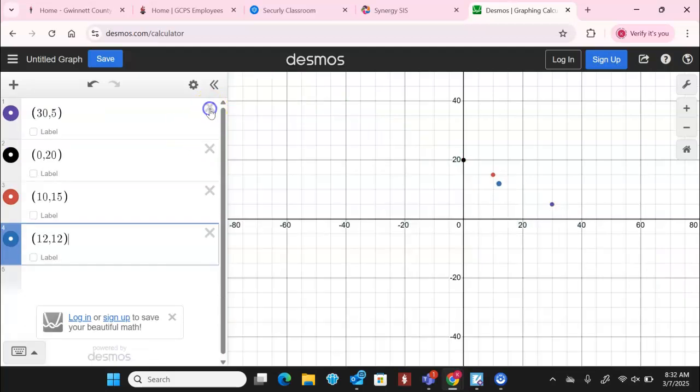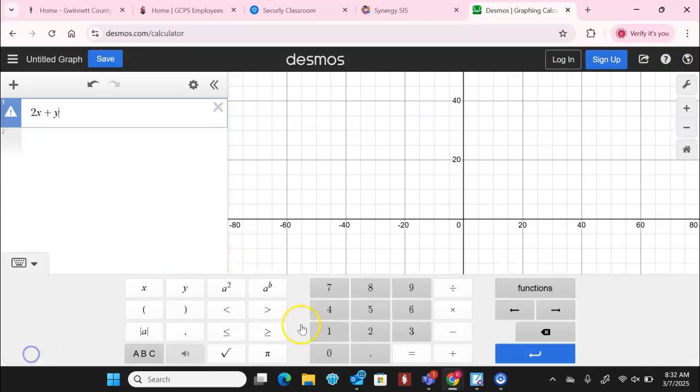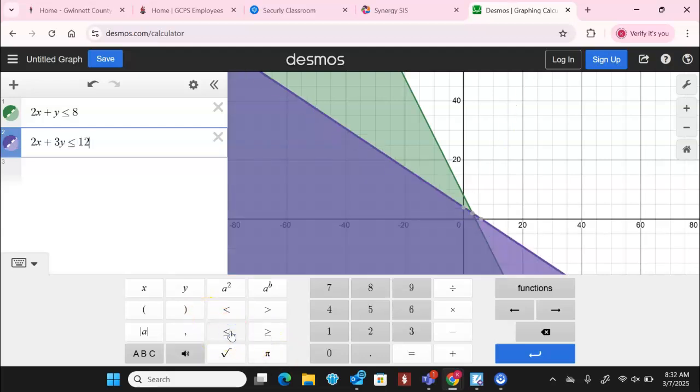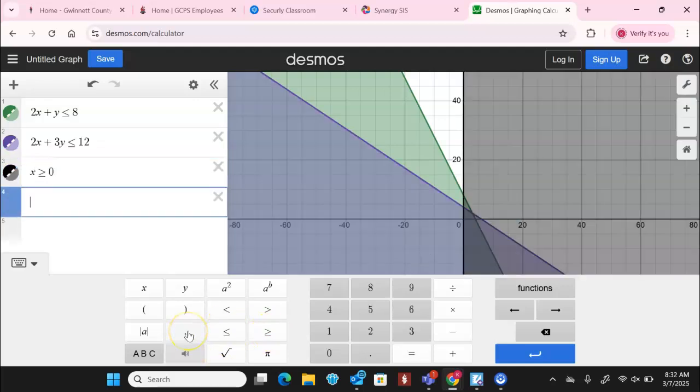We're going to take all these away, and we're going to plug in all 4 constraints. So we had 2x plus 1y, and that was less than or equal to 8. Then we had 2x plus 3y, and that was less than or equal to 12 cups of flour together. And then, of course, we had an x that was greater than 0 and a y that was greater than 0 to look at the positive quadrant.